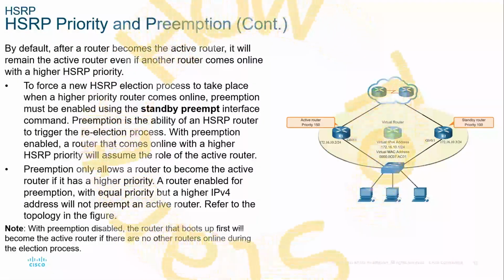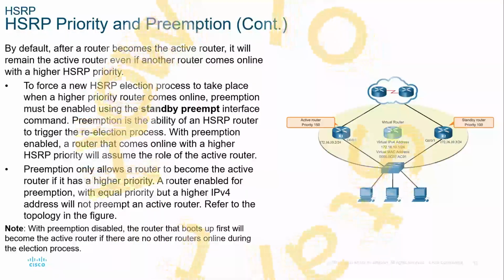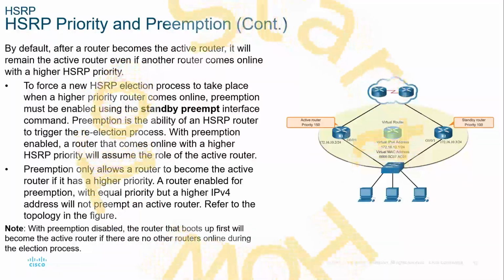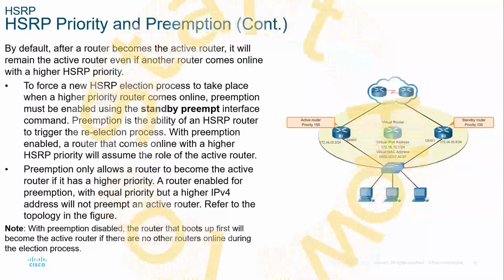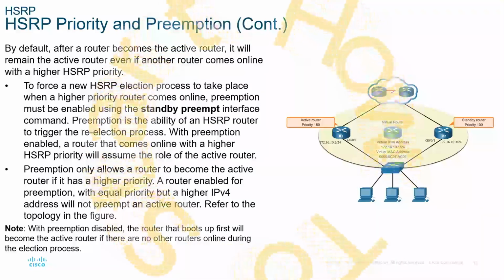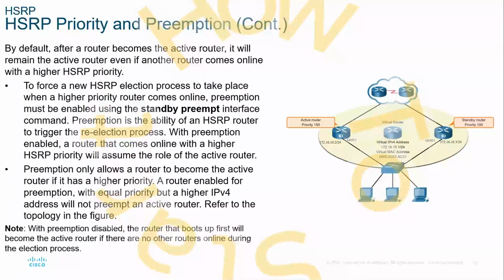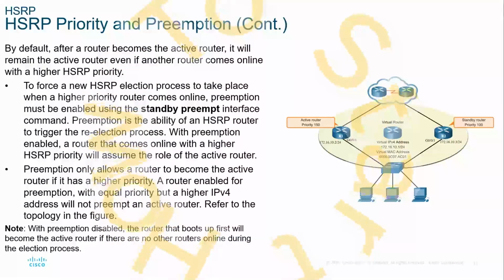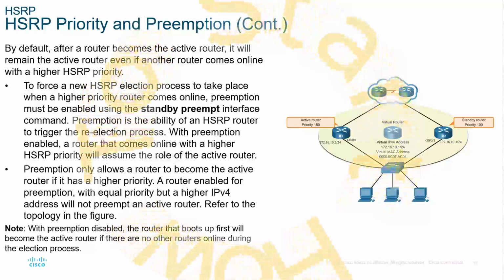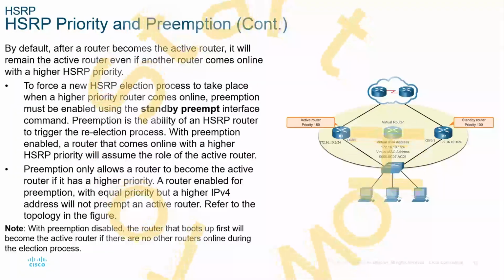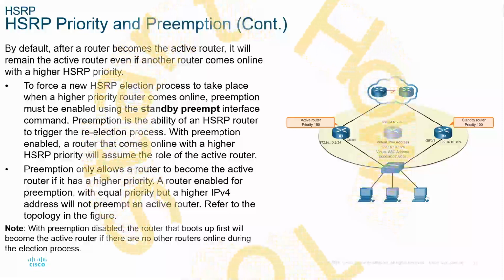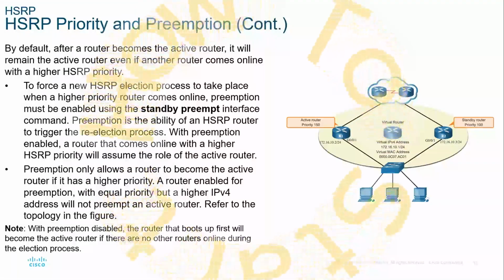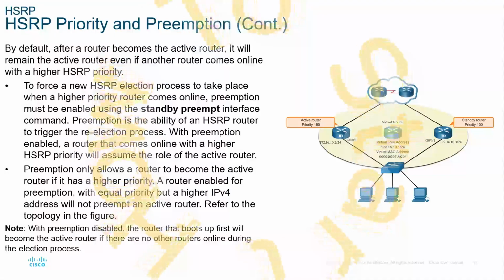So if we have an active and a standby, and our original router goes down, our backup router becomes our new active. If the original router comes back online, it doesn't matter what the priority is, because the backup router has already taken the active role. So what we can do is set the routers to actually be preemptive, meaning when the original router comes back online, we can trigger it to allow for a new election process. And again, we do that with the preempt command.